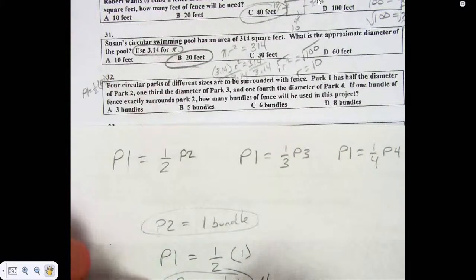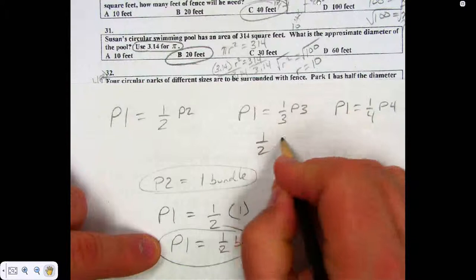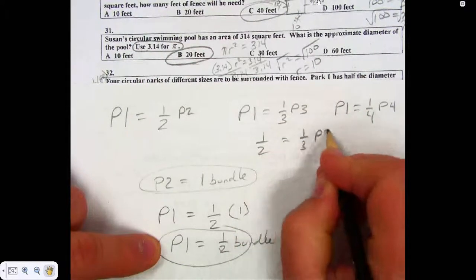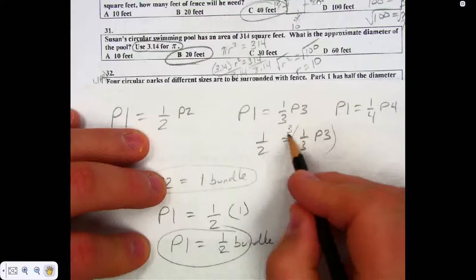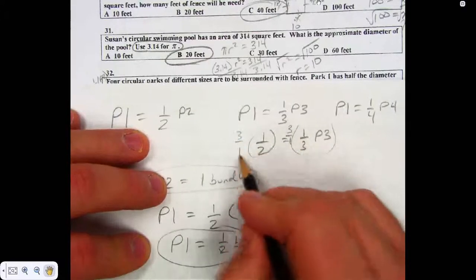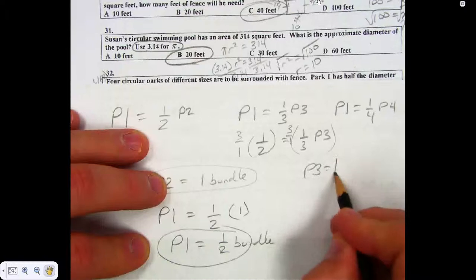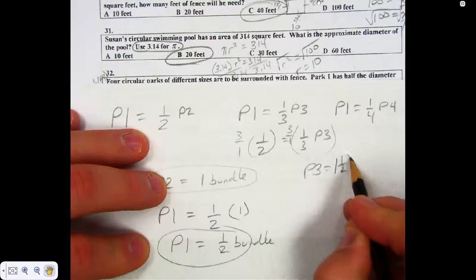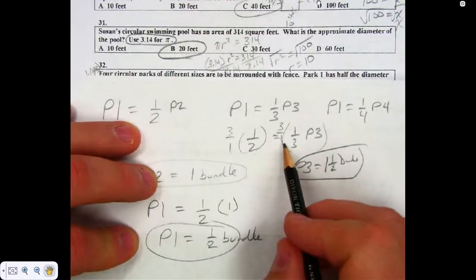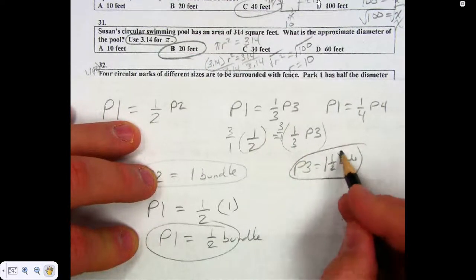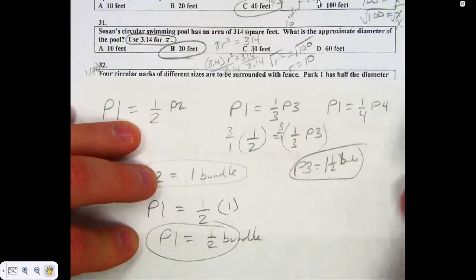Now, since I know what P1 is, I can put it in right here. 1/2 of a bundle equals 1/3 P what? 3. How do I solve for P3 here? Multiply by what? The reciprocal. Everyone see that? So P3 is equal to what? 1 and 1/2 bundles. Does everybody see how I got that? We okay? See, this was 3/2, which is 1 and 1/2.